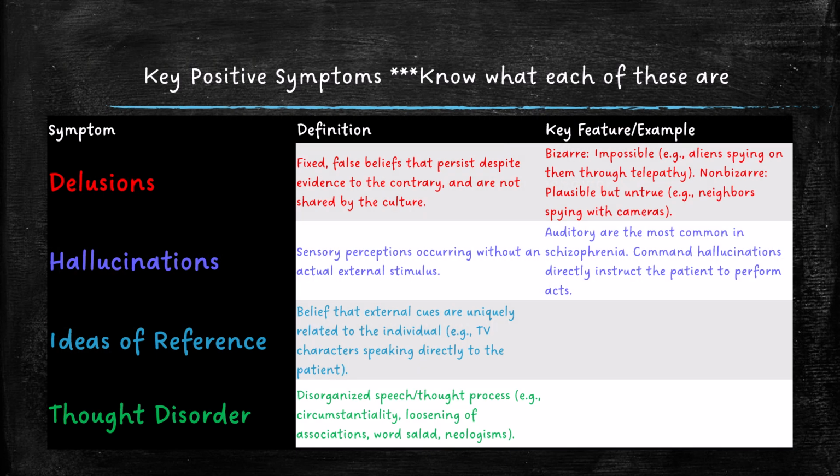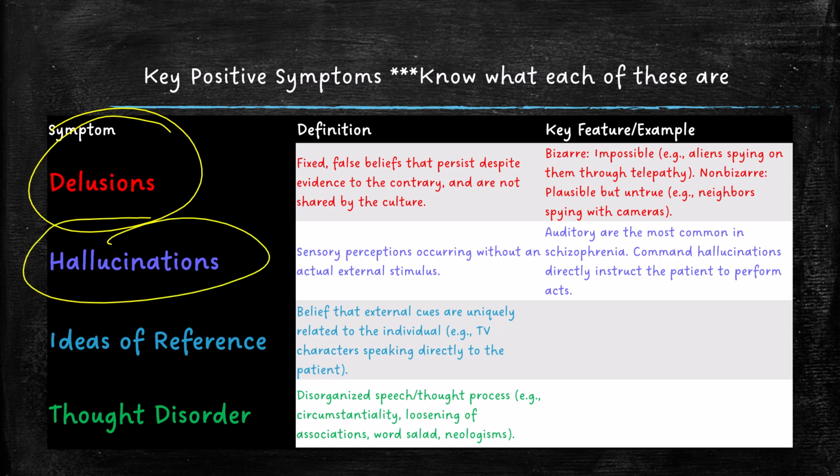So let's talk about the key positive symptoms so that you know what they are on the exam. First, there's delusions. Delusions are fixed false beliefs that persist despite evidence to the contrary, and they are not shared by that person's culture. These can be divided into bizarre and non-bizarre. Bizarre delusions would be impossible, like aliens spying on them through telepathy, whereas non-bizarre delusions are plausible but untrue, like neighbors spying on them with cameras.